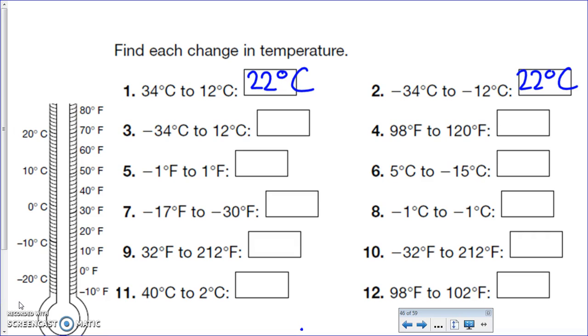For 3, we have negative 34 degrees Celsius to 12 degrees Celsius, so we are crossing over the 0. So think about it, from negative 34 to 0, that's 34 degrees. From 0 to 12, that's another 12 degrees. So all we have to do is add the two numbers together. So 34 plus 12 gets us 46 degrees Celsius.